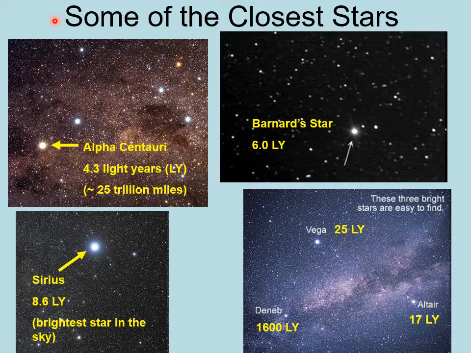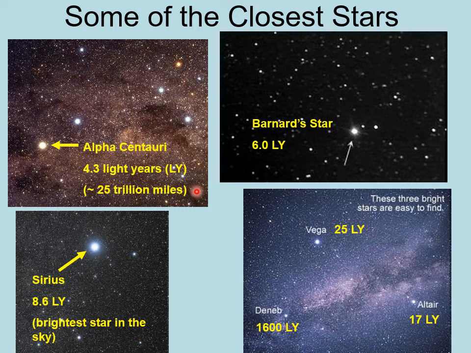So let's take a look at some of the closest stars. The closest star system to our sun is Alpha Centauri, which is in the constellation of Centaurus, a southern constellation that's not visible from the northern latitudes where we live. But if you live south of the equator, you can see this fairly bright star. Alpha Centauri is 4.3 light years away. Now remember, a light year is almost 6 trillion miles. So it turns out that the closest star to us, the closest neighbor, is 25 trillion miles away.